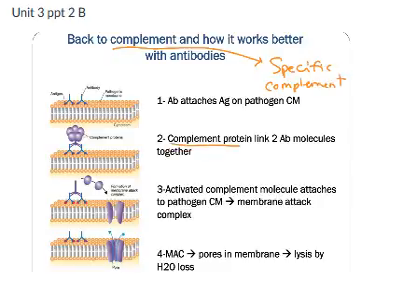So here we go. We have complement. It's a protein. When it pokes the membrane, it causes a membrane attack complex. CM is short for cell membrane, which then causes a Mac attack. What happens with a Mac attack? There's lysis of the bad guy and it pops.